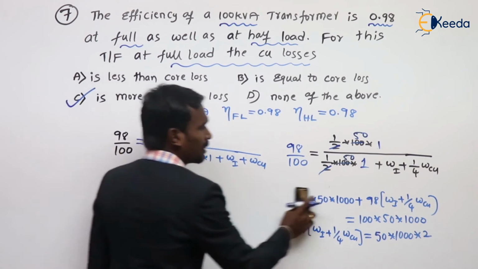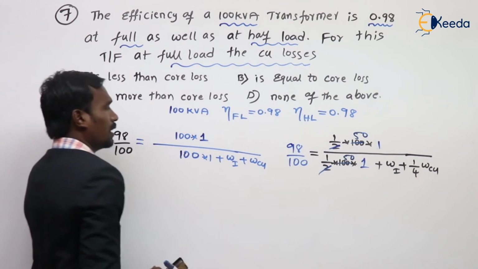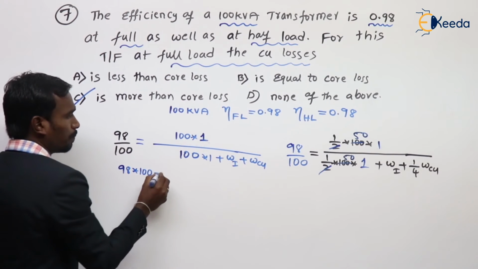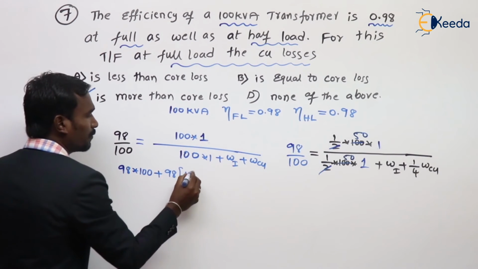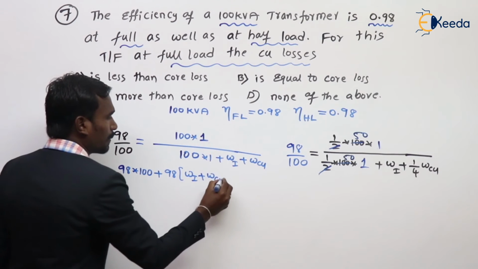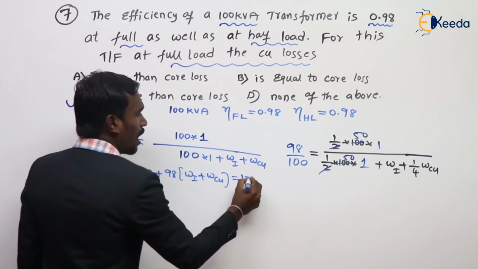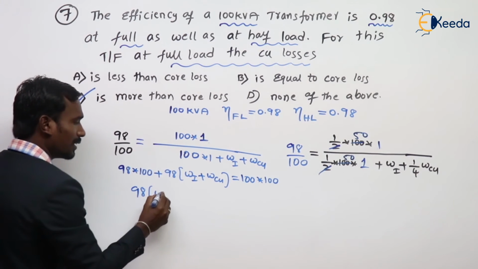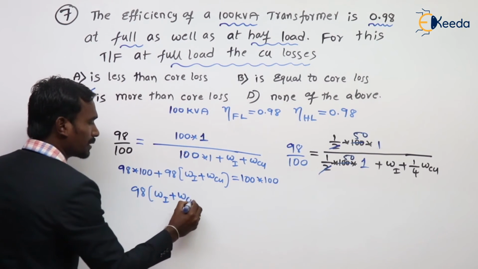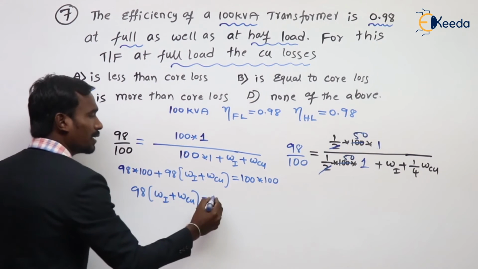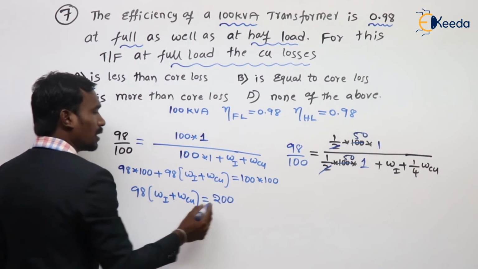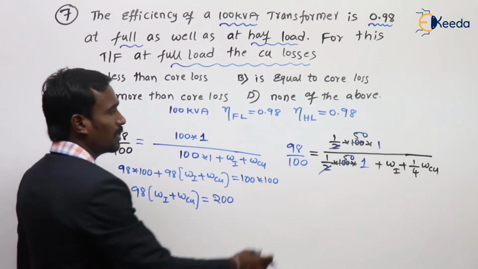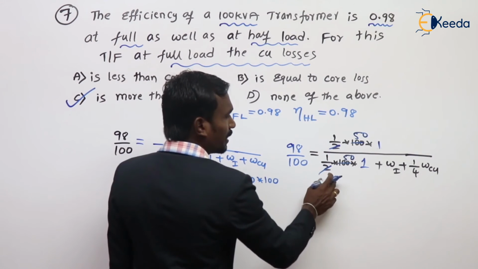Then what is the answer? See, even at this condition also, 98 into 100 plus 98 of iron losses plus copper losses is equal to 100 into 100. Again, what is the answer? 98 of iron losses plus copper losses is equal to 100 common, so 200. 100 common, 100 minus 98, 200. As usual, what is the answer here? Same.